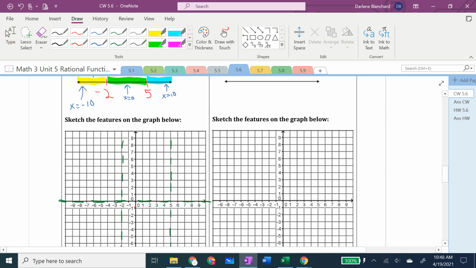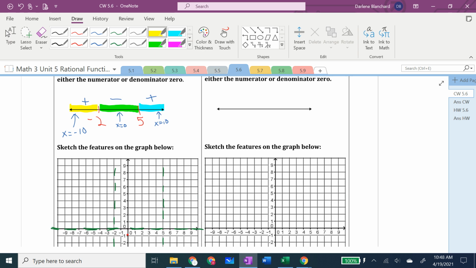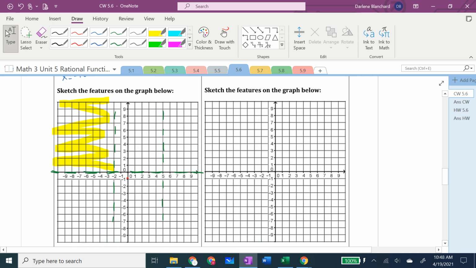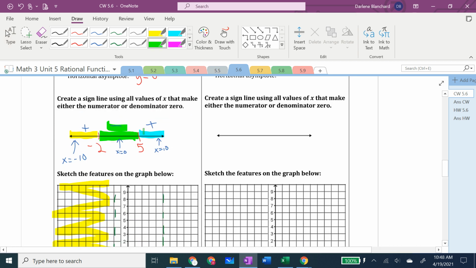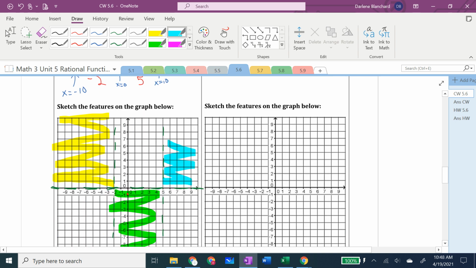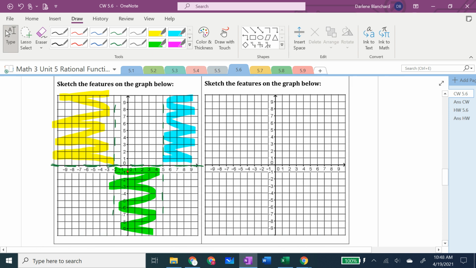Now what I'm going to do is a highlight of when x is less than -2, I have to have a positive y value. When x is between -2 and 5, I have a negative y value. When x is greater than 5, I have a positive y value. This tells me the location of my graph. Now I must follow the asymptotes. I must follow the horizontal asymptote. I must follow the vertical asymptote.